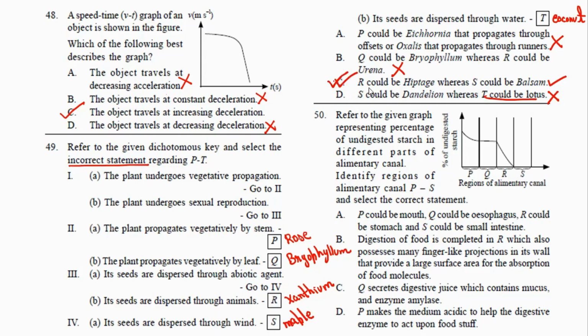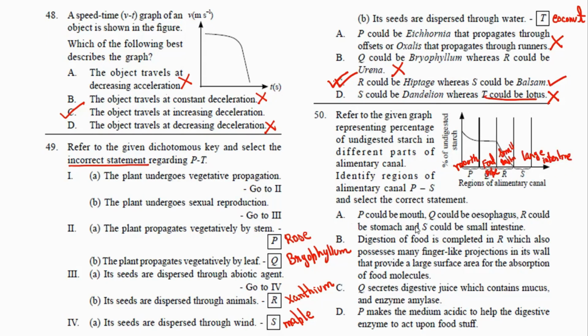Rest of the statements are correct, right? Okay, now we come to question number 50. Refer to the given graph representing percentage of undigested starch in different parts of the alimentary canal. So at P, we can see that the starch is getting digested, then Q, there is no digestion, then R, complete digestion, and S, there is nothing. So what can be the different parts? So P can be mouth. Q can be the food pipe where no digestion is taking place. R could be the small intestine where the complete digestion is taking place. And S can be large intestine where no digestion is taking place. Right? So let's find out which one is the correct statement.